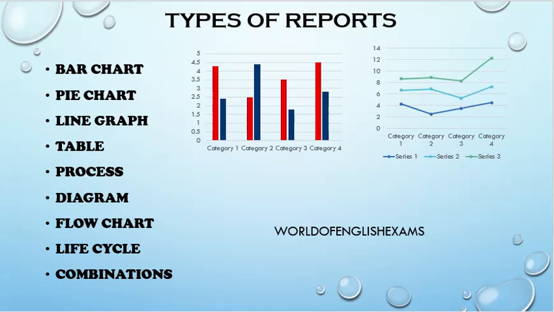So maps can be showing an area before development and after development, or maybe before addition of some tourist facilities and after addition of some tourist facilities and so on. So these are the various types of reports. Now let's also see what is the task 1 in the general training test, and let's try to understand some points that you have to bear in your mind.